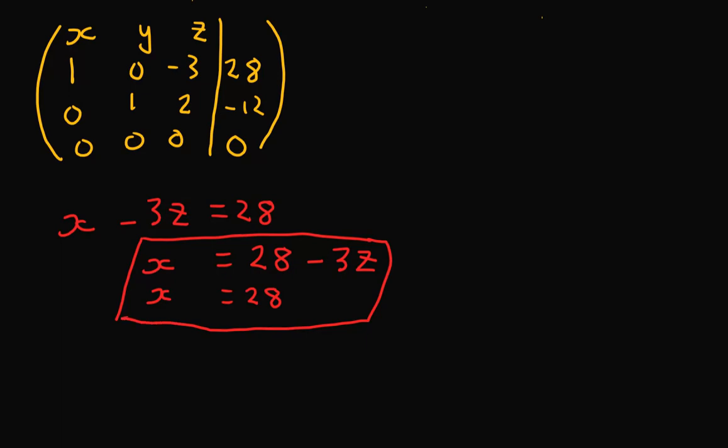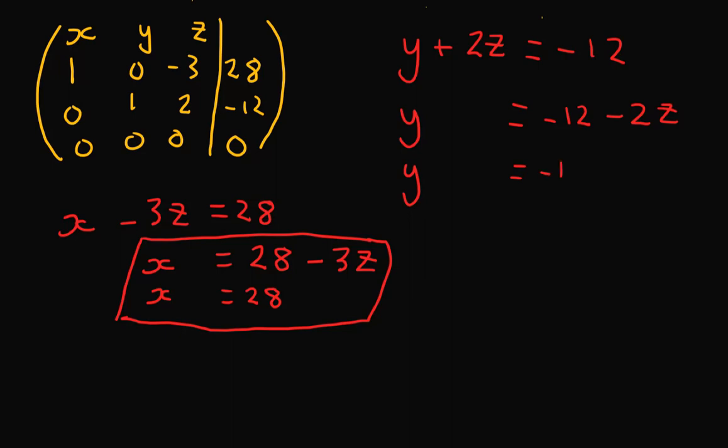Okay. Now, the second one is we've got y plus 2z is equal to -12. Well, that just gives y is equal to -12 minus 2z. And we can say that if z is equal to 0, y is -12.